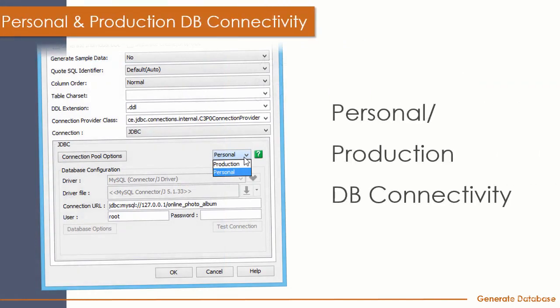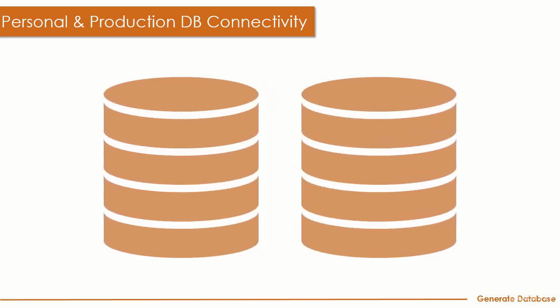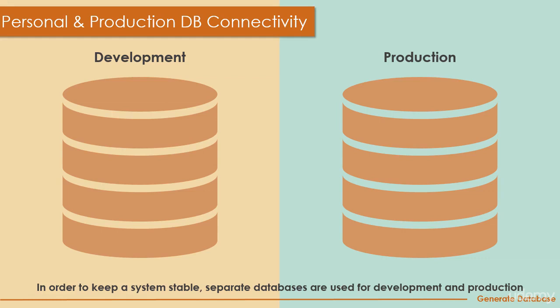Now we move on to a very interesting topic, personal and production database connectivity. Database, as we mentioned before, is the key component of an information system. You store all the long-term data in the database. Typically, you will have two databases. One is the development, the other one is the production. To keep the system stable, your team needs to work on the development rather than on the production. Otherwise, some mistakes will damage users immediately.